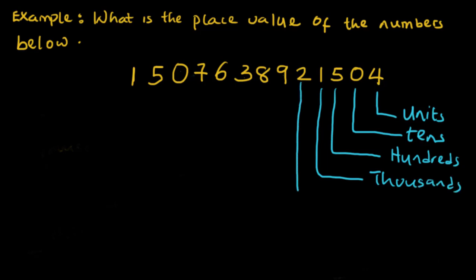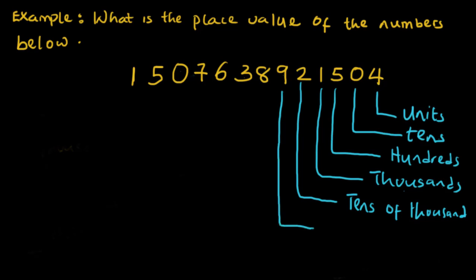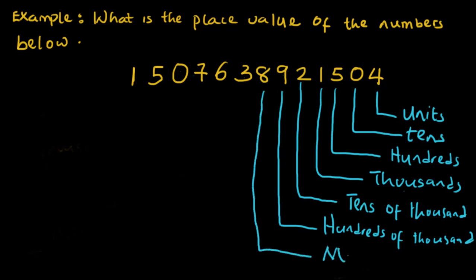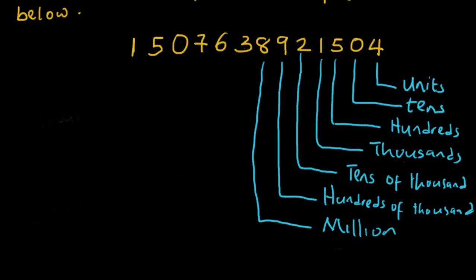Followed by, now after thousands, the next will be tens of thousand. So we have tens of thousand, followed by hundreds of thousand. Do you understand? Then the next will be what? Million. So we have million. Then after million, the next will be tens of million. The same way you did after thousand, tens of thousand. So we should be having tens of million.